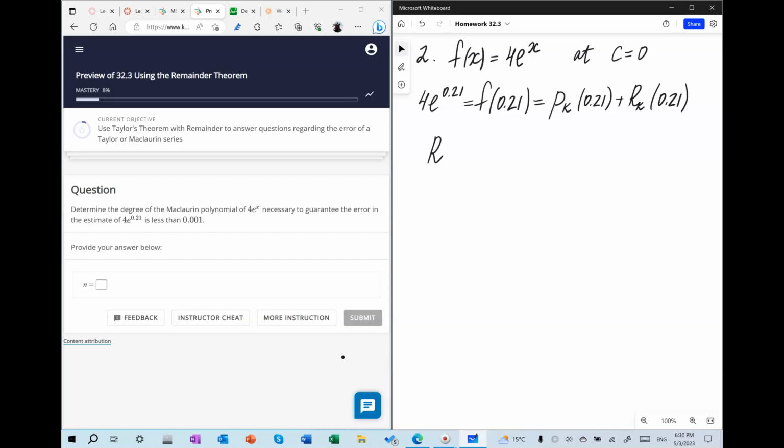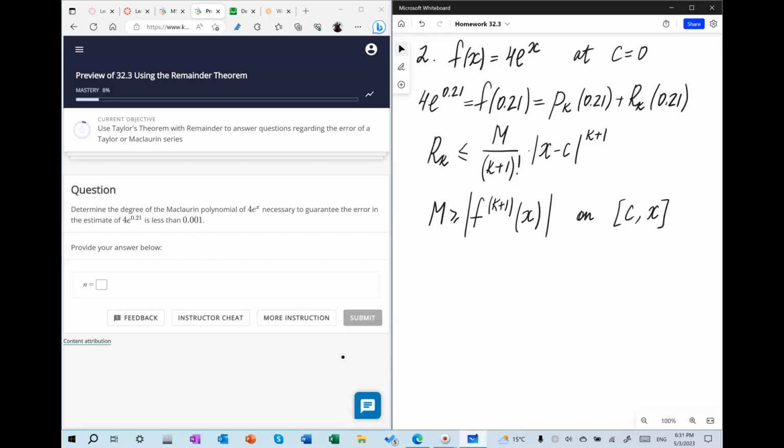Now by the remainder theorem, this remainder will be less than or equal to M over k plus 1 factorial times x, which is 0.21, minus c to the power k plus 1. And M is the upper bound for the k plus 1 derivative of f on the interval from c to x. So c in this case is 0, it's the center, and x is 0.21.